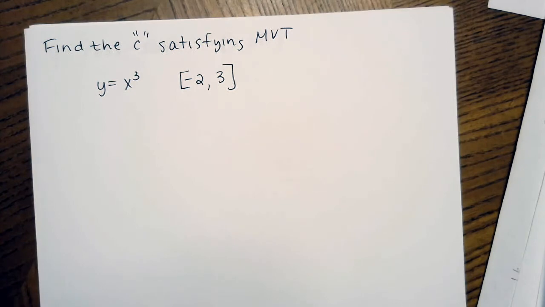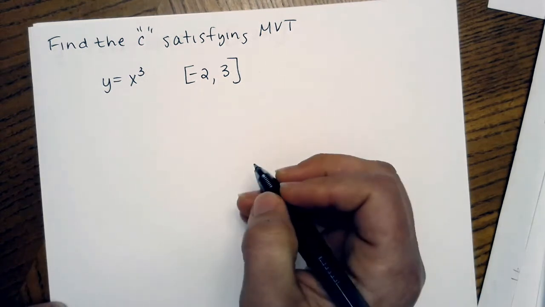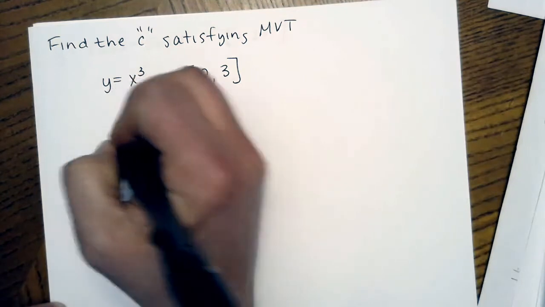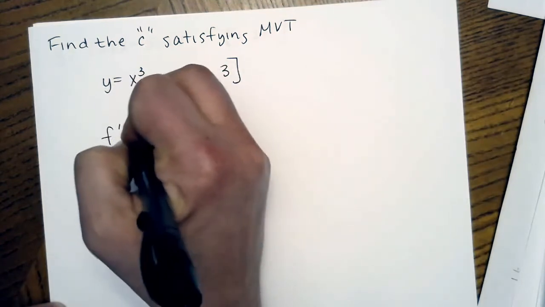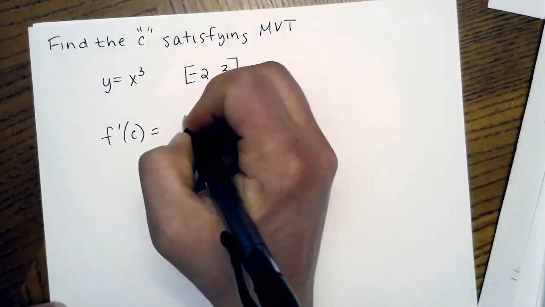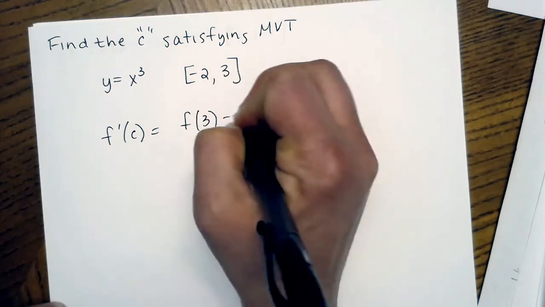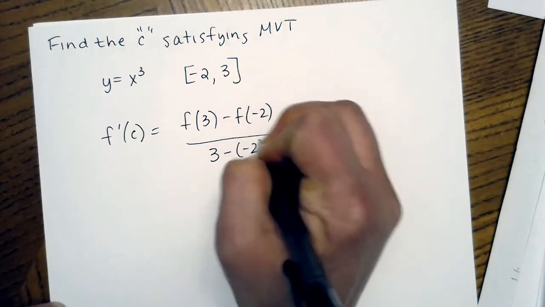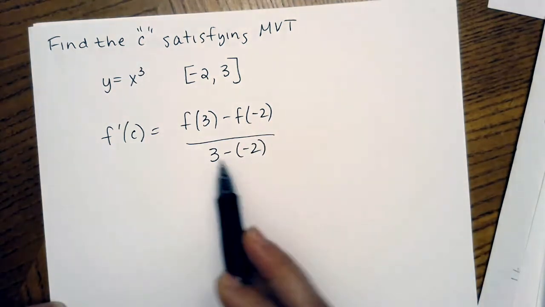So this is y equals x cubed, a completely continuous and differentiable polynomial, so we don't need to really worry about that too much. So let's calculate first. Again, we're going to find some f prime of c that's equal to essentially f of 3 minus f of negative 2 all over 3 minus negative 2, right? That's just my basic slope formula.